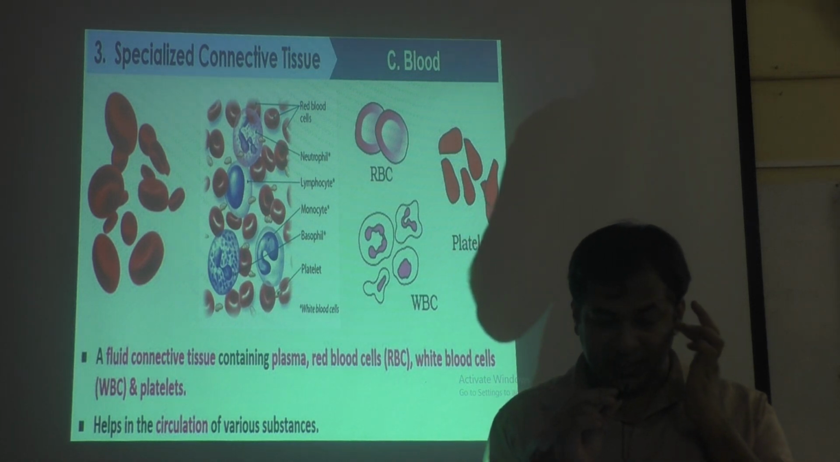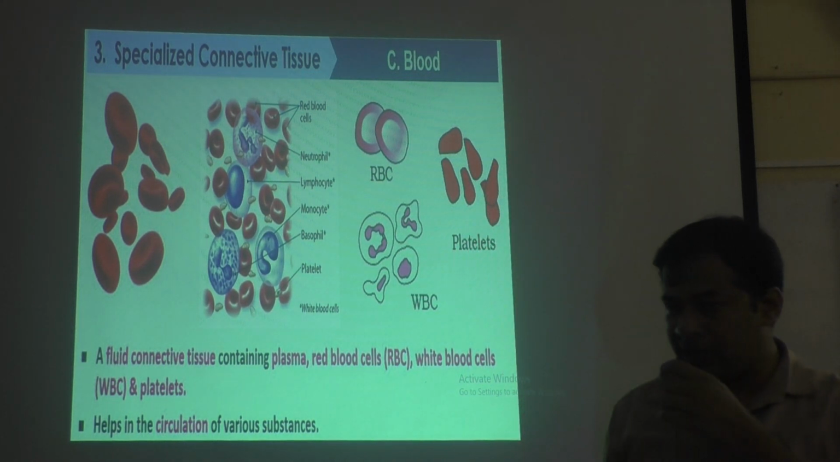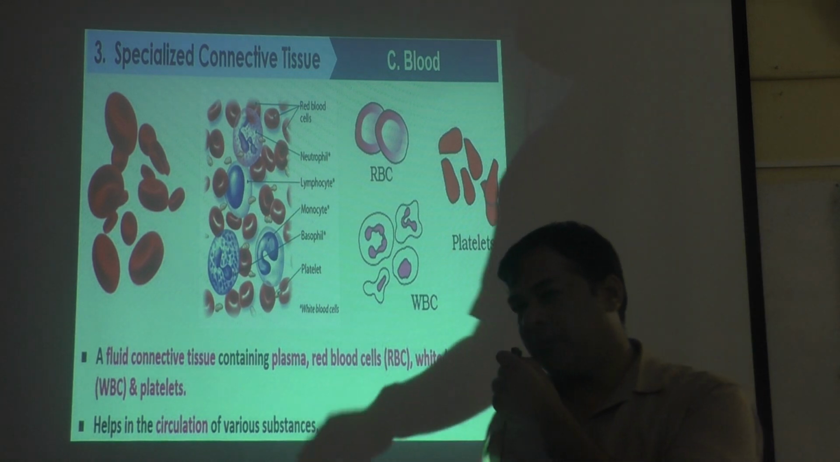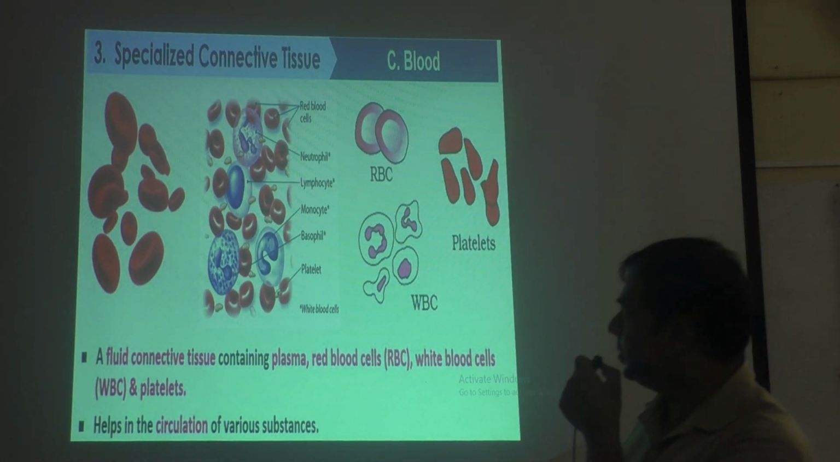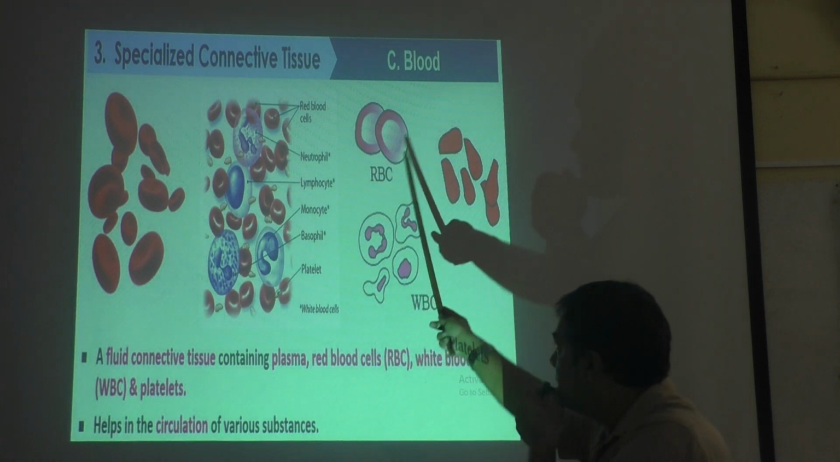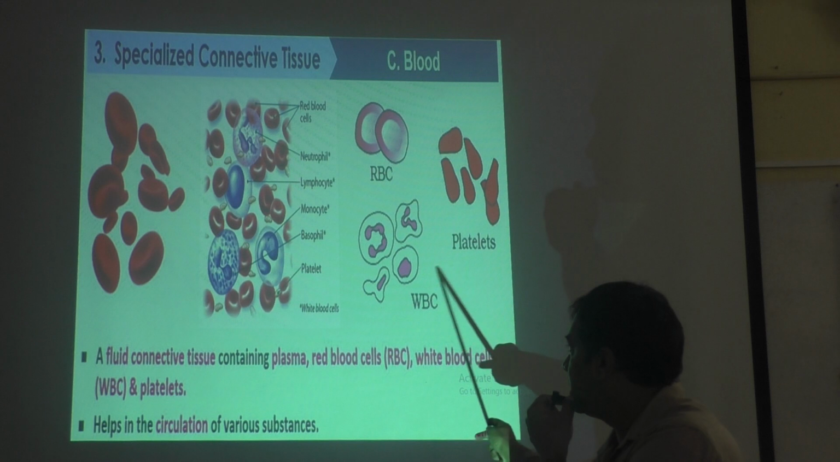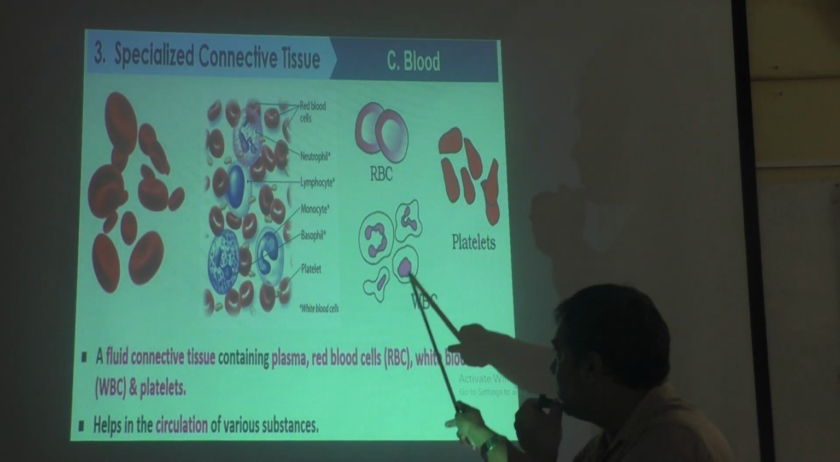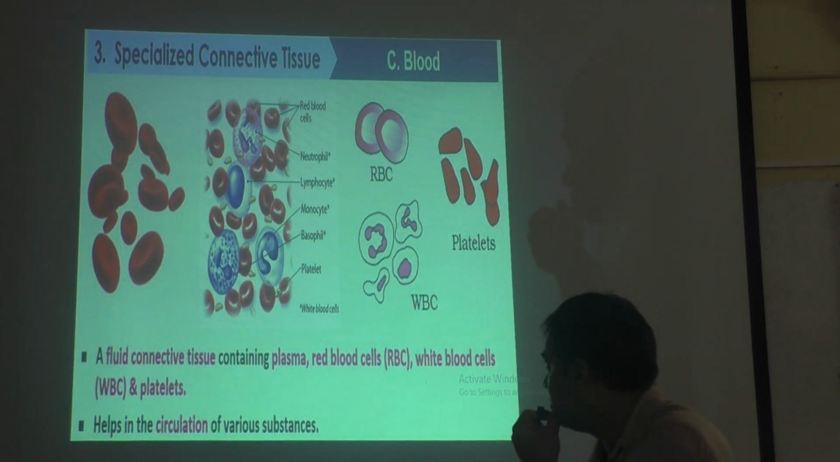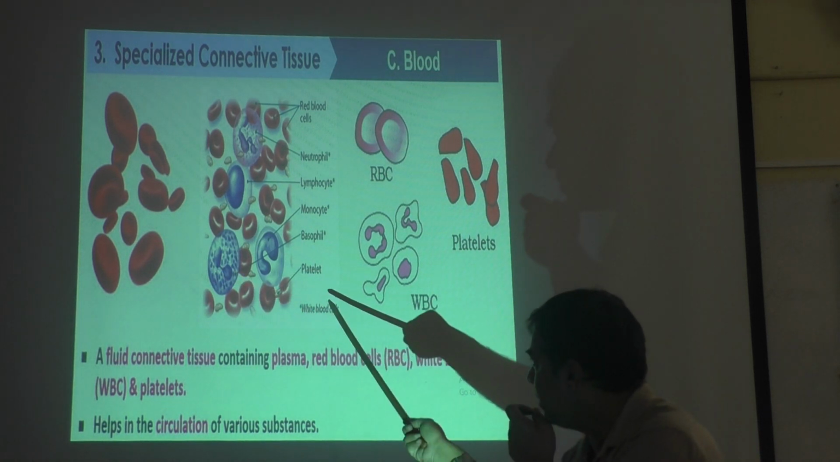So specialized connective tissue, one more, which is fluid connective tissue, that is blood. You have already learnt in body fluids and circulation. So this is the structure of RBC without nucleus. And these are the platelets called thrombocytes. And these are the WBCs. Nucleus is having different shape there. You can see some are dumbbell shaped. Some are elongated. Then some white blood cells are there.